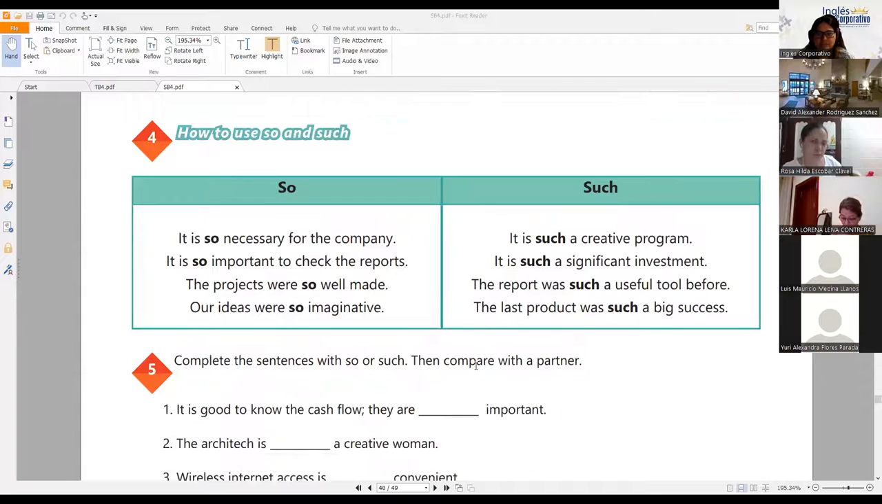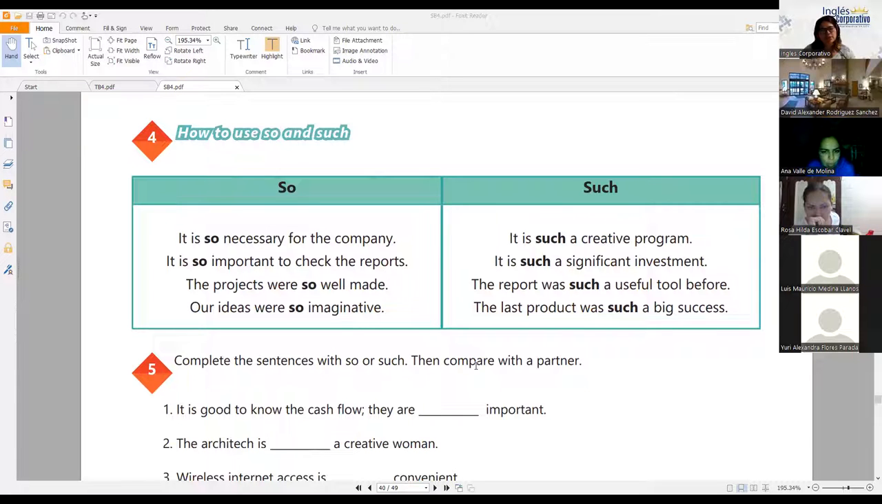Okay, check. We have so and so. Look at the sentences. Let's repeat. It is so necessary for the company. It is so important to check the reports. The projects were so well made. Our ideas were so imaginative.